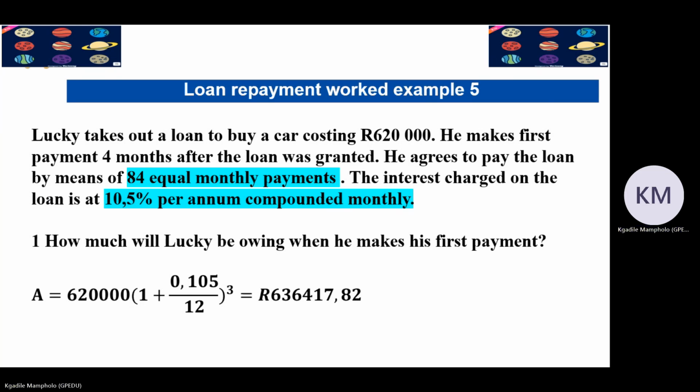Because Lucky starts paying in 4 months' time, it means three months of interest. So Lucky would be owing 620,000 plus the interest of the 3 months that he missed. Then when he makes his first payment 4 months later, he'll be owing 636,417 rand 82 cents.